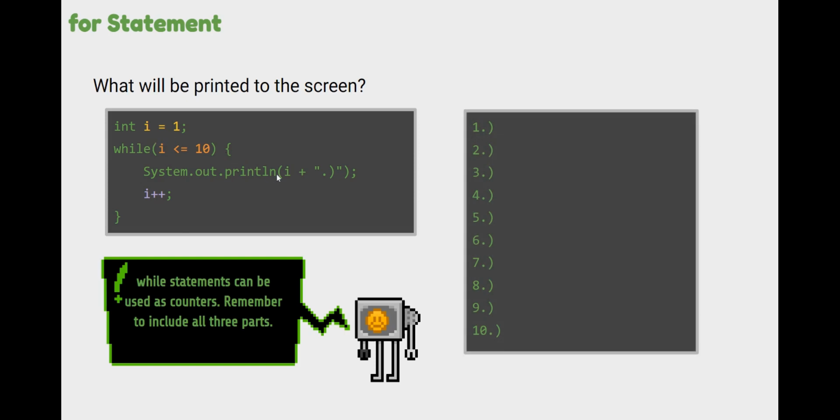So every time we loop, we're going to print the count, then we're going to print a period and a closing parenthesis. We start at 1. We're going to continue looping while we are less than or equal to 10, and we're going up by 1 every time. So we're going to print the numbers 1 through 10, but every time we print a number, we're going to put a period, and then we're going to put a closing parenthesis after it. So we can always use while statements as counters. We just need to remember to include those three parts.